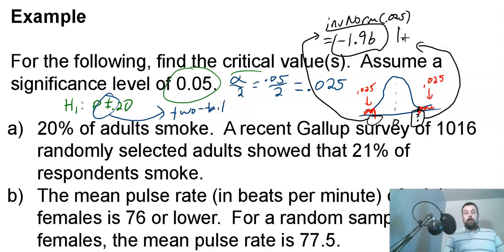So the right tail will be positive 1.96. So take advantage of that symmetry. And so part A actually has two critical values. That's where we draw the line, right? Anything more extreme than these z-scores, any test statistic that is more extreme than these z-scores, will cause us to reject the null hypothesis. But if it's in between the two z-scores, we fail to reject.